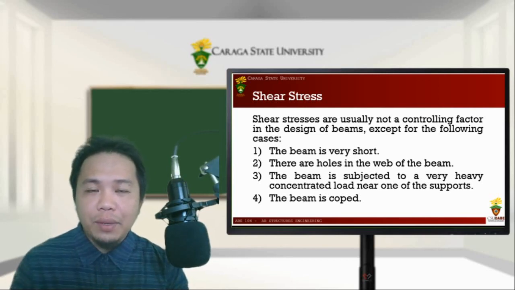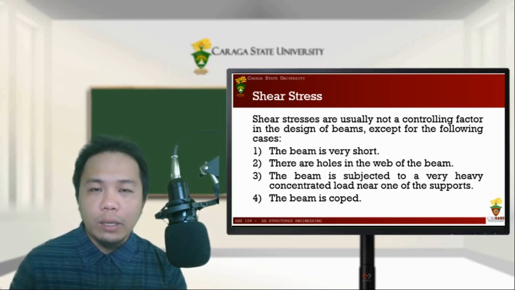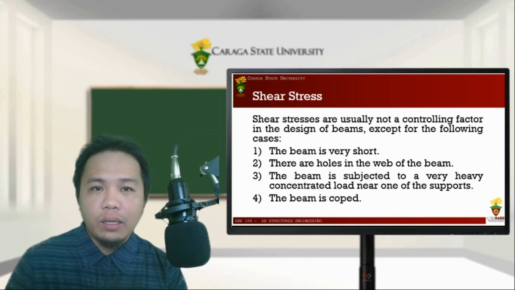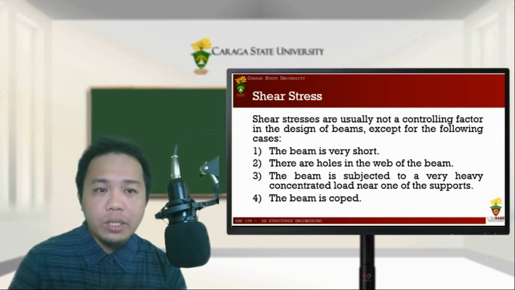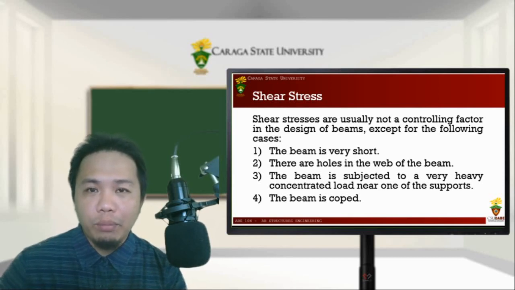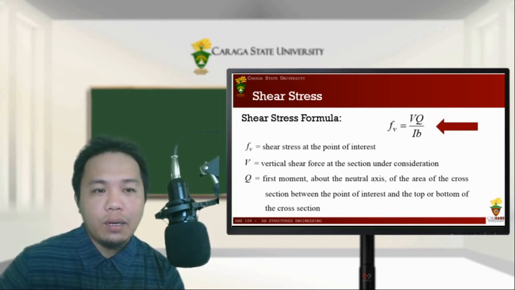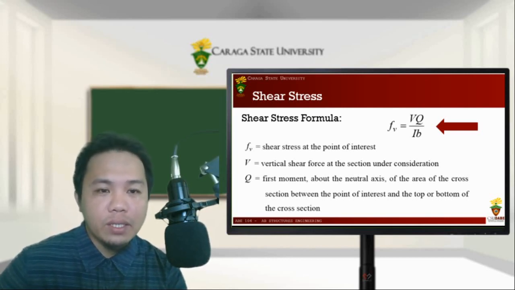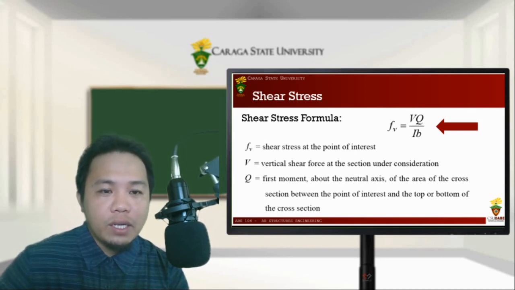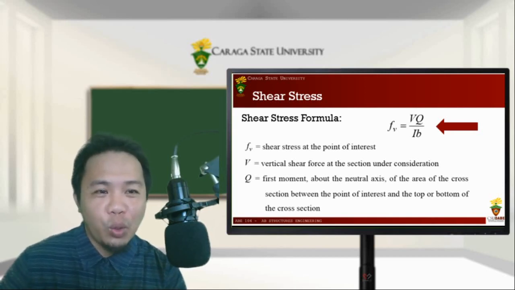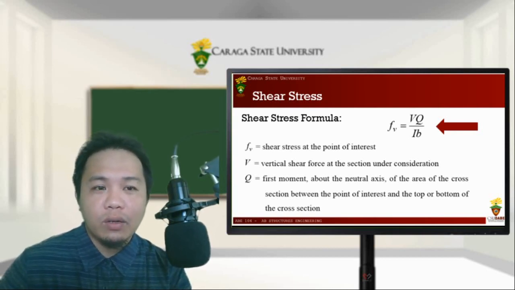That's why I have separated the video for designing reinforced concrete and steel beams, because I know that there are some formulas that can be used, but this one is applicable for designing a beam in which the beam is a timber. So for shear stress, we have Fv equals VQ over Ib, in which V is the vertical shear force at the section under consideration, then Q is the first moment. I will show you how to calculate this Q. Then I is the moment of inertia, then b is the width of the cross section.